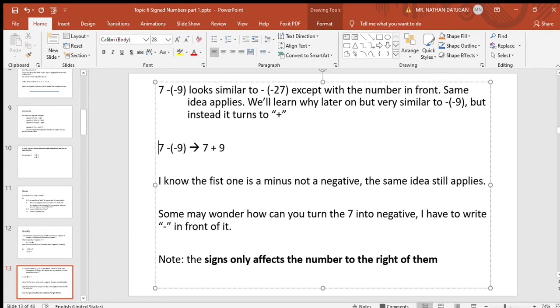Again, if you didn't get it before, the signs only affect the numbers to the right of them. So this sign does not affect 7, but affects -9. This negative affects this 9, turning it into a negative.